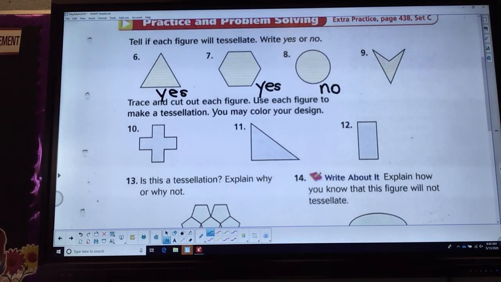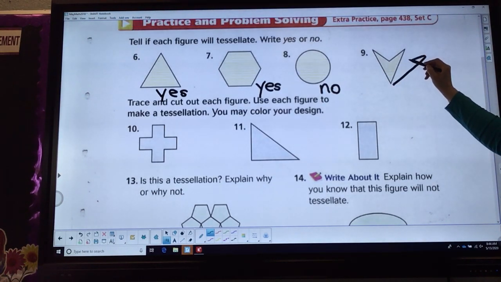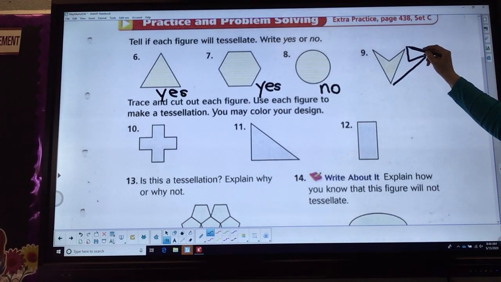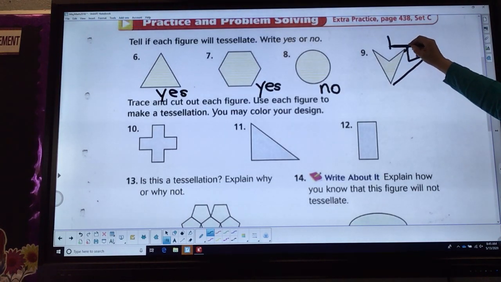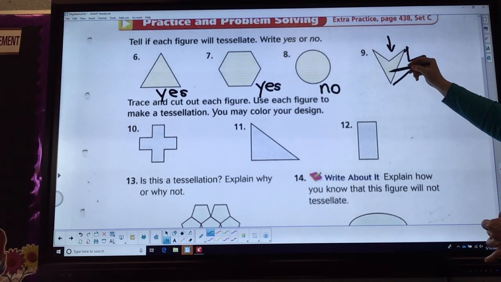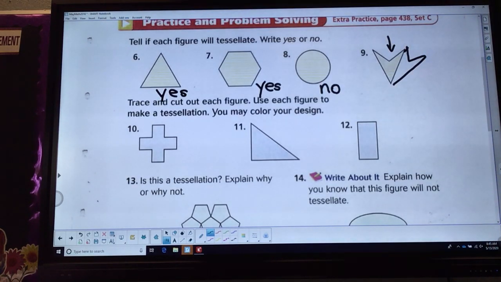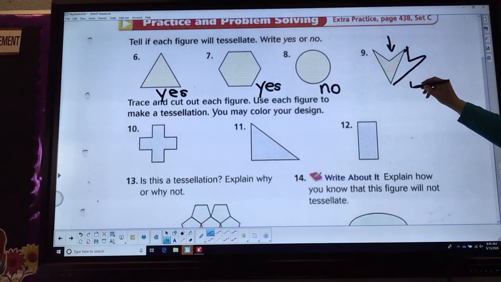Now, number 9 is an interesting one. We're going to have to think about this for a minute. If I would start drawing and trying to copy that shape, I could keep it going. I could probably get all the way around. But what's going to happen when I get into this area right here? Remember, the definition is they can't overlap and there can't be any gaps or spaces. No matter which way I turn this figure, it's not going to fit into this space right there. So without having gaps, I know that this one will not tessellate. So we're going to put a no.